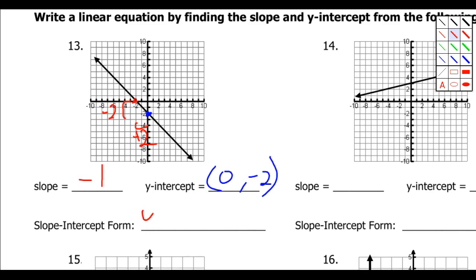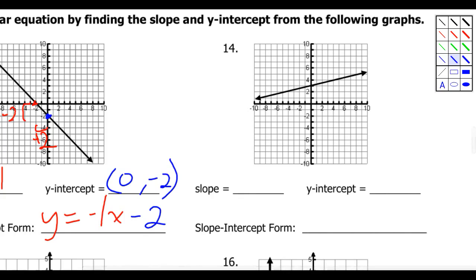So my equation is y equals mx plus b, so negative 1x, plus b. In this case, my b is actually negative 2. B is negative 2 because it comes from the y-intercept right there.